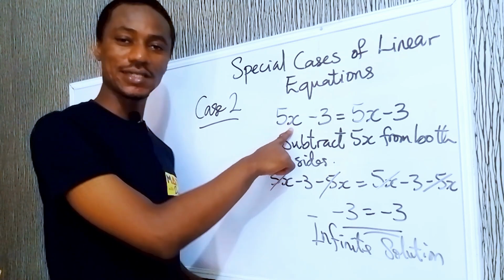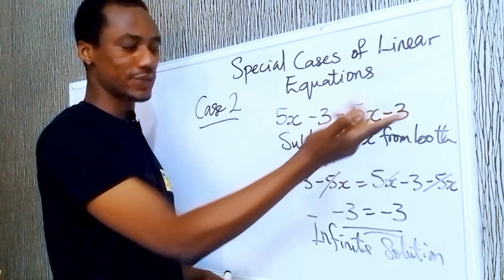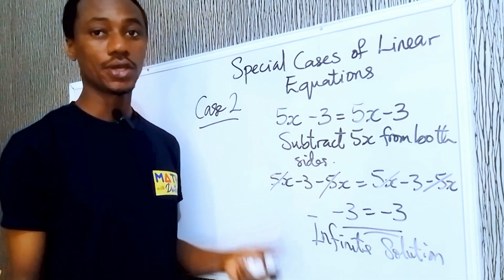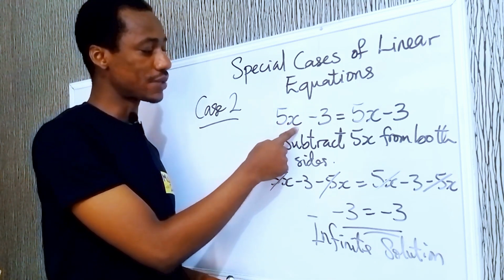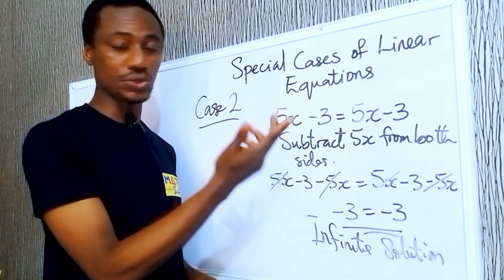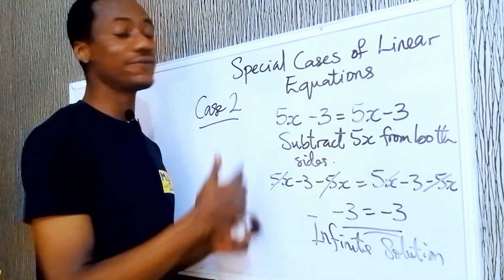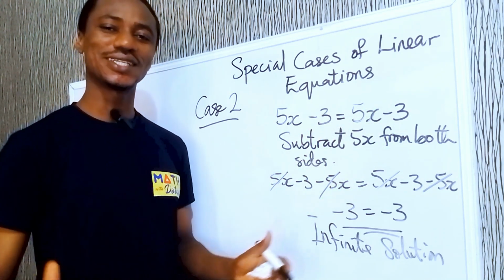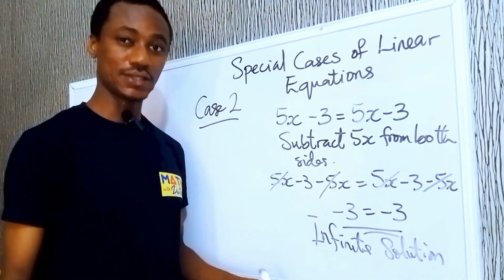So that means if x is 1, this would be 5 times 1 minus 3, 5 times 1 minus 3, and that will be true. If x is 5, that's 5 times 5, 25 minus 3, 22. 5 times 5, 25 minus 3, 22. So any value of x would make the equation true. In that case it's called an infinite solution.